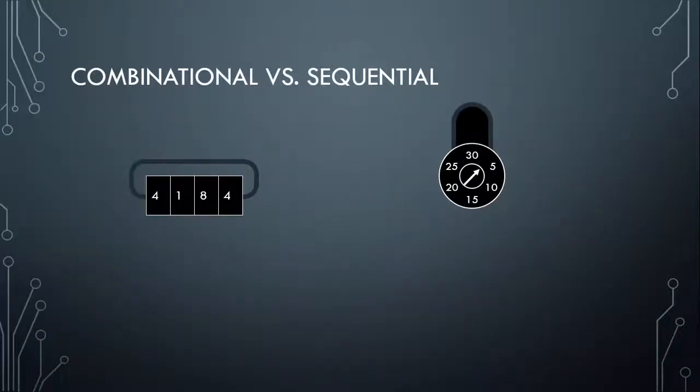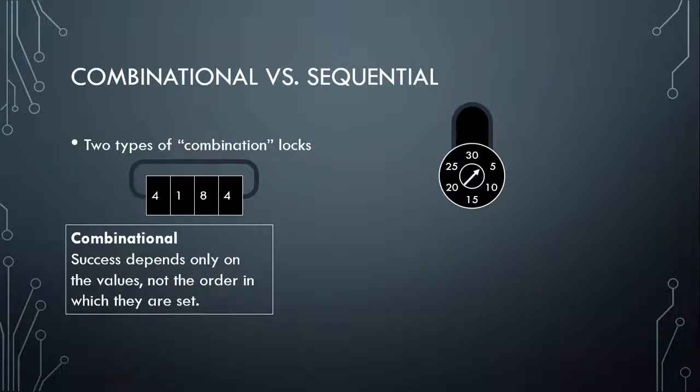Now next, let's talk about combinational versus sequential. There are two types of quote-unquote combination locks here. Right? The first one, of course, is combinational, the second one is sequential. In a combinational lock, the success depends only upon the values, not upon the order in which they're set. So if you look at this kind of lock here, all you need to do is have your numbers line up and you can open the lock. It doesn't matter which way you turn it. It doesn't matter if you do lock 1 first, lock 2, you just have to line them up.